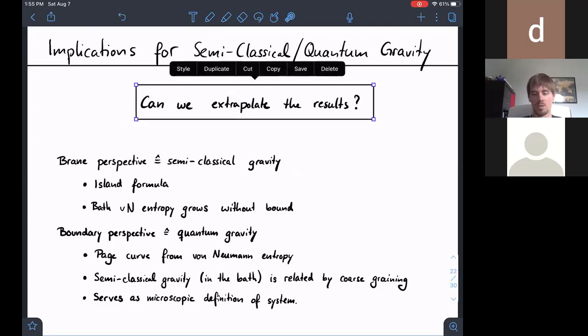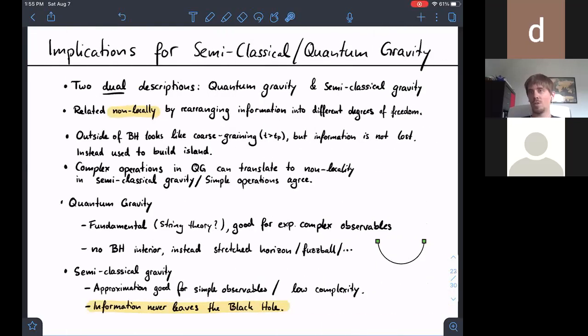Okay. And so, let's just take this identification and go through what this would mean. What we find is that we have two dual descriptions now, quantum gravity and semi-classical gravity. So it's not like semi-classical gravity is strictly an approximation to quantum gravity, but there's some sort of duality going on. And they're related non-locally, just in the same way the boundary and the brane perspective were related non-locally, by taking information and storing or rearranging it into different degrees of freedom, which are also located in different parts of the spacetime.